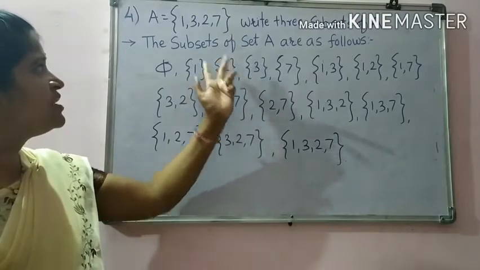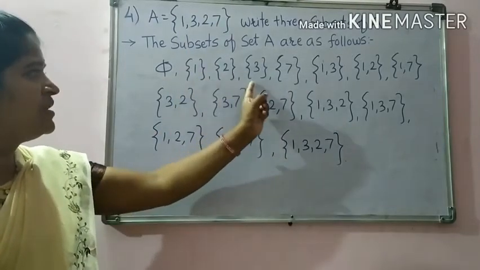These are also subsets of the given set A: 1, 2, 3, 7.